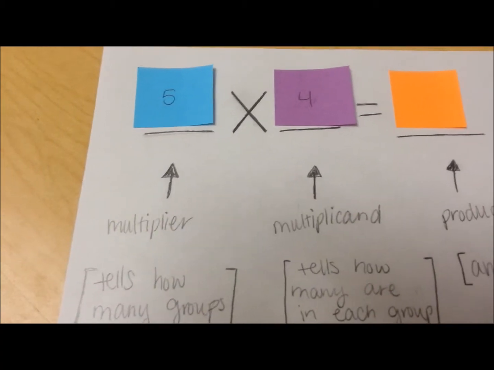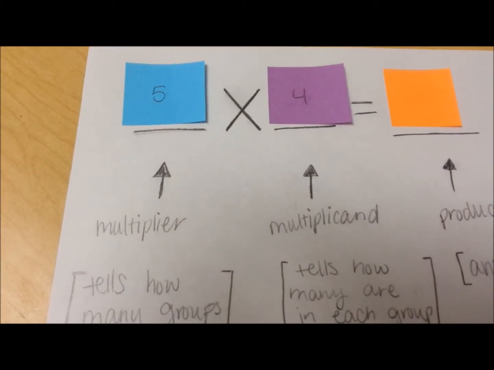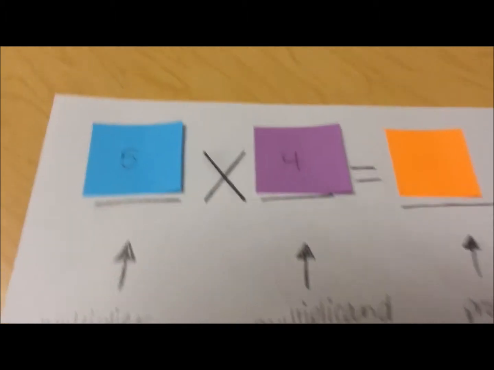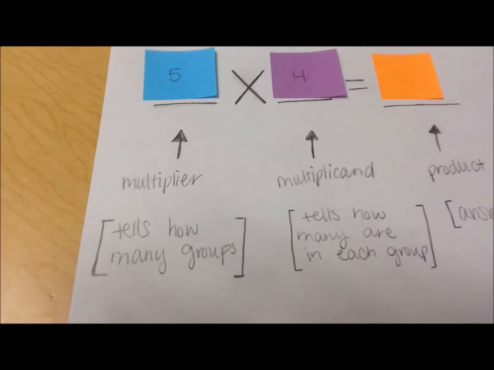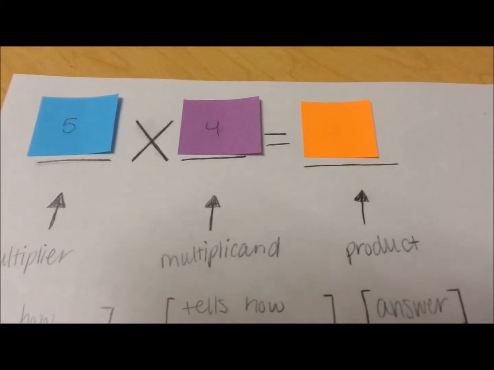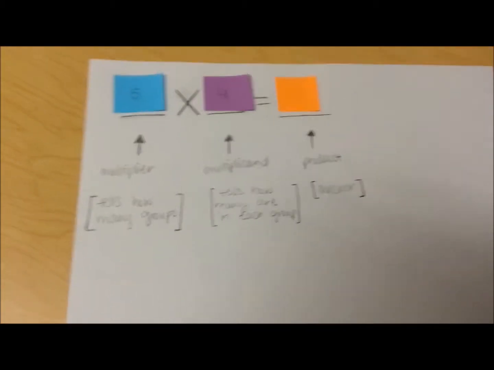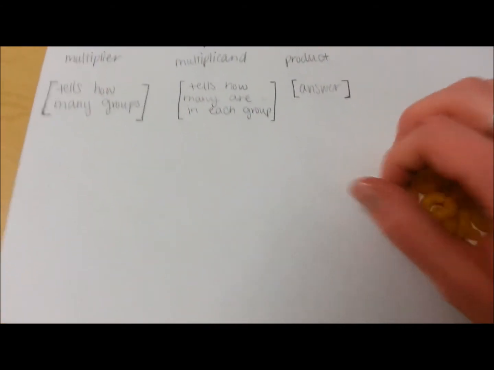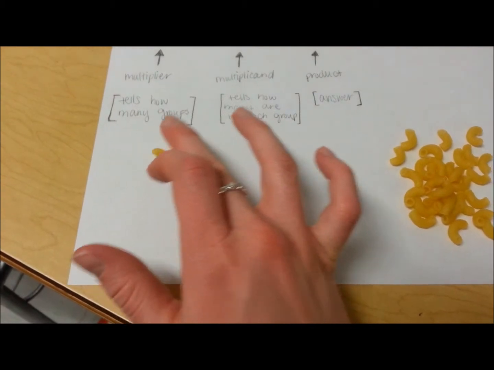Okay, last problem. This one is a little bit more tricky because it has bigger numbers, but I think we'll be able to solve the problem. So, what do we have? We have 5 times 4. So if we remember, 5 is the number of groups that we have, and 4 is how many objects are in each group. So let's go ahead and grab our noodles. So we have 5 groups with 4 in each group.